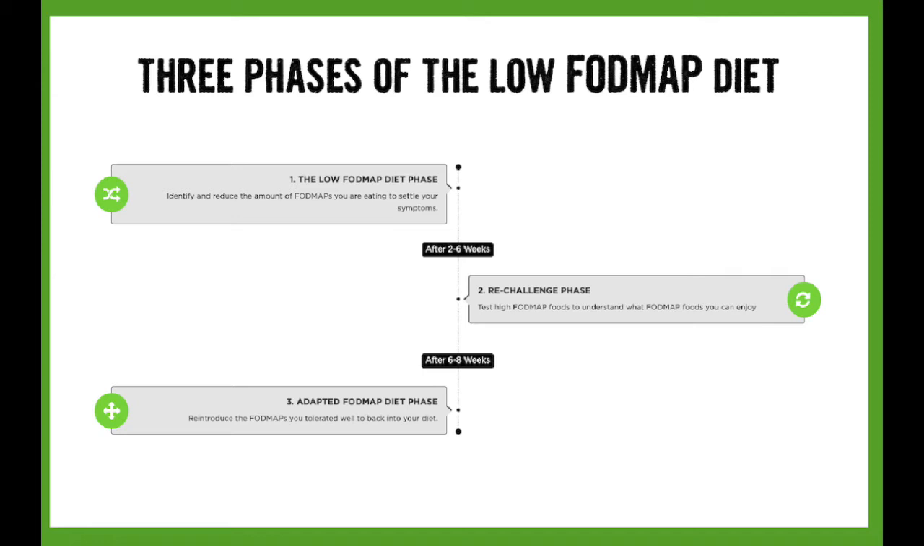And the third phase of the low FODMAP diet is the adapted FODMAP phase. Now, this is where we take the knowledge that you've learned from the reintroduction phase and we bring it into practice. So we want to bring back all of the high FODMAP foods we know you tolerate well without triggering symptoms back into the diet so that you're eating a mixture of high and low FODMAP foods each week while keeping your symptoms settled. Now, this is more the maintenance phase or the long-term phase of the low FODMAP diet.